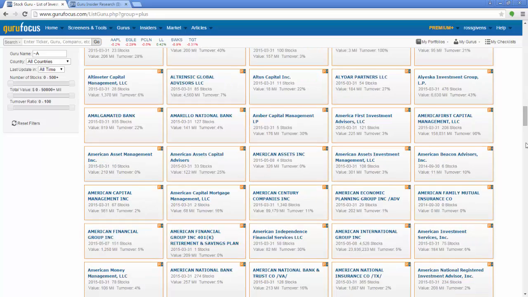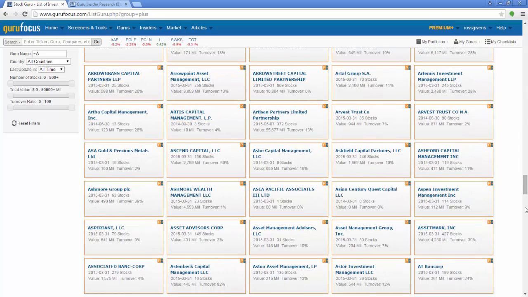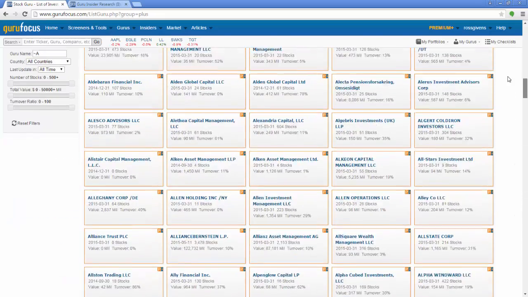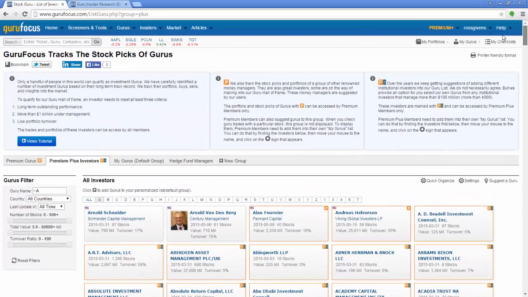Pages and pages and pages and pages and pages of these, and we're still just in the A's. All right, that's just the A's. So this is everyone who manages money. So these have not been all personally vetted, right? Just because they've got hedge fund on the front door, there's some kind of management company, does not mean there's someone you should follow. But if you want to get a picture of the whole market, this is going to allow you to do that.